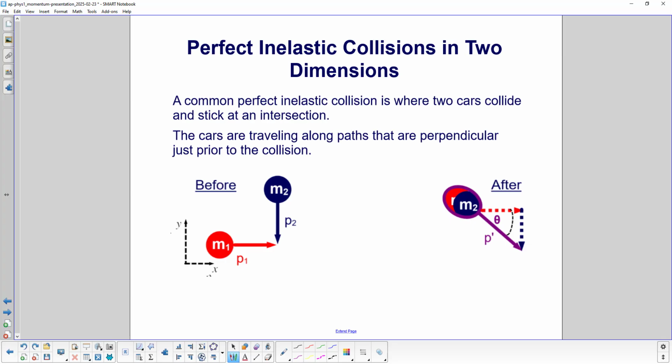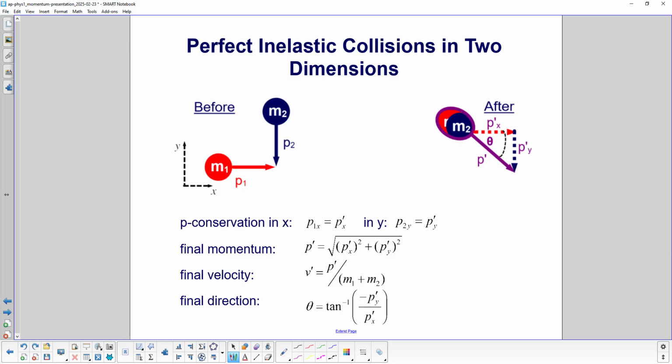A common perfect inelastic collision is where two cars collide and stick together at an intersection. The cars are traveling along paths that are perpendicular just prior to the collision. So here's our reference frame over here. Mass 1 is moving to the right, mass 2 is moving down, and afterwards they stick together with a combined momentum of p', and they move off at this angle theta. Here are the equations we'll use.